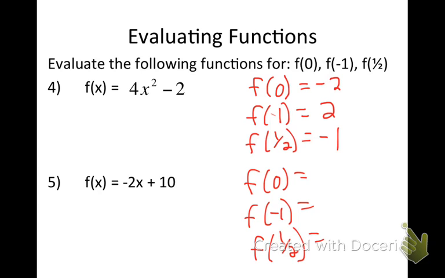How? Because I'm going to plug it in, right? So I have 4 times 1/2 squared minus 2. 1/2 squared gets me 1/4, because 1/2 times 1/2 is 1/4. Oh, I thought it was 1. We're not adding them. We're multiplying them, right? So now I cross cancel and I get 1 minus 2, which is negative 1.